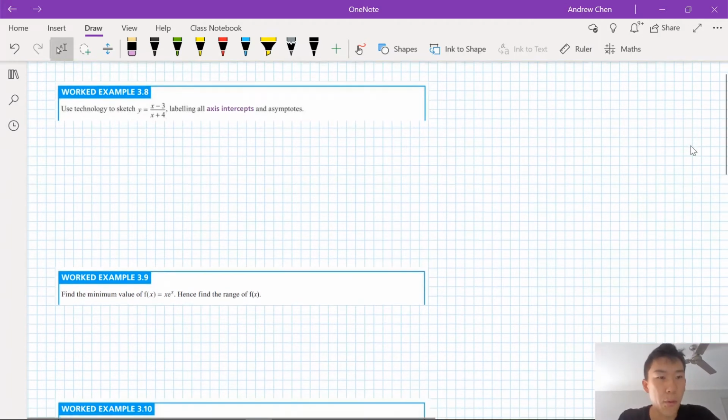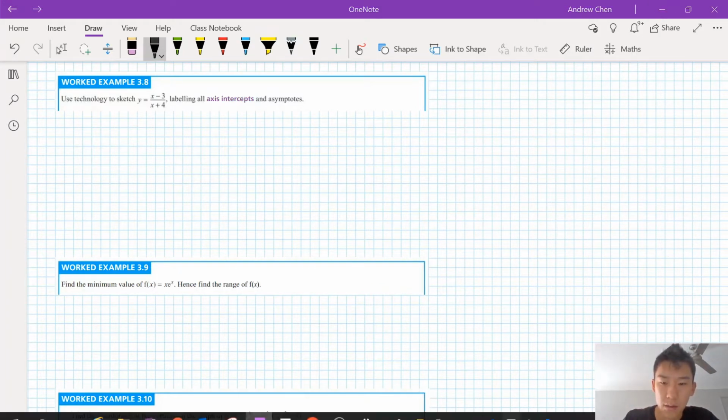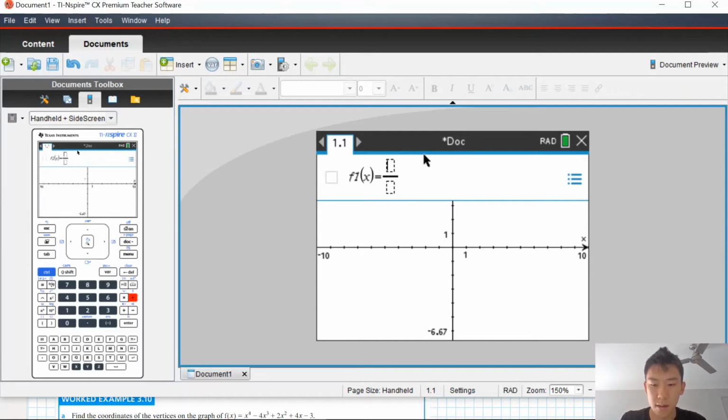Worked example 3.8: use technology to sketch y equals (x - 3)/(x + 4), labeling all axis intercepts and asymptotes. Alright, so let's bring up our calculator and let's graph this function. So we had (x - 3)/(x + 4). So let's graph that.